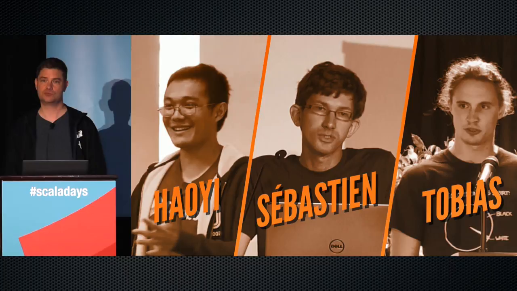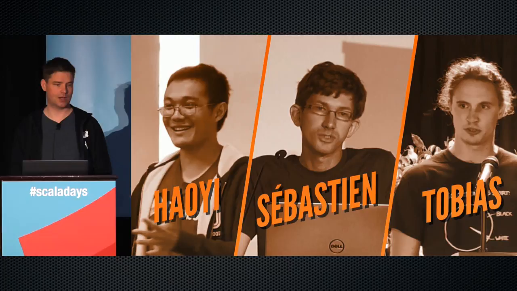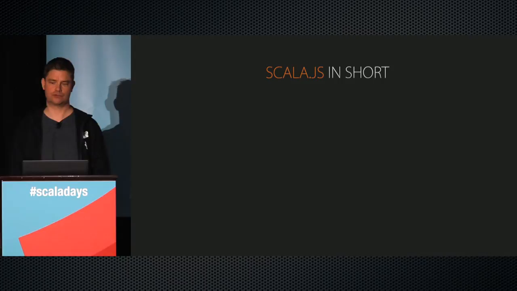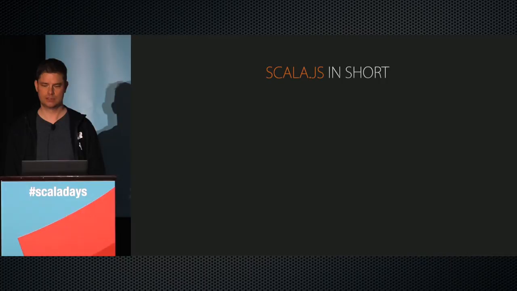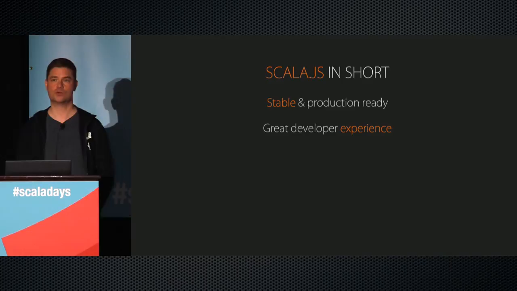By now, Scala.js has been stable and production ready for over 2 years, and it's used by a lot of companies from small startups to large enterprises powering their complex web front ends. So in short, Scala.js is stable, it's production ready. The compiler and the libraries are very mature and well tested. It provides extremely good developer experience, especially if you compare it to JavaScript for creating these scalable front-end applications.